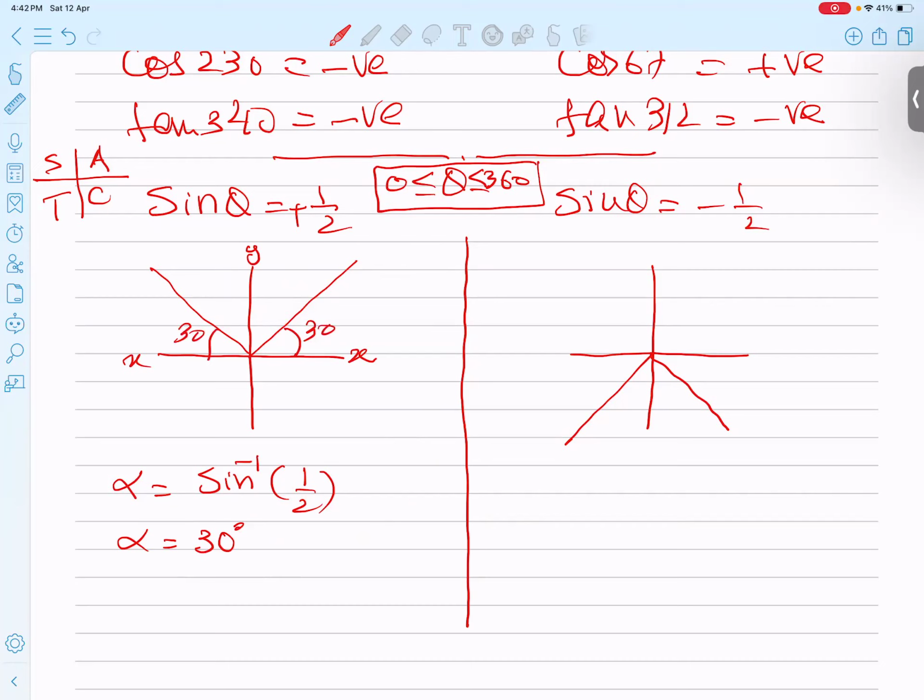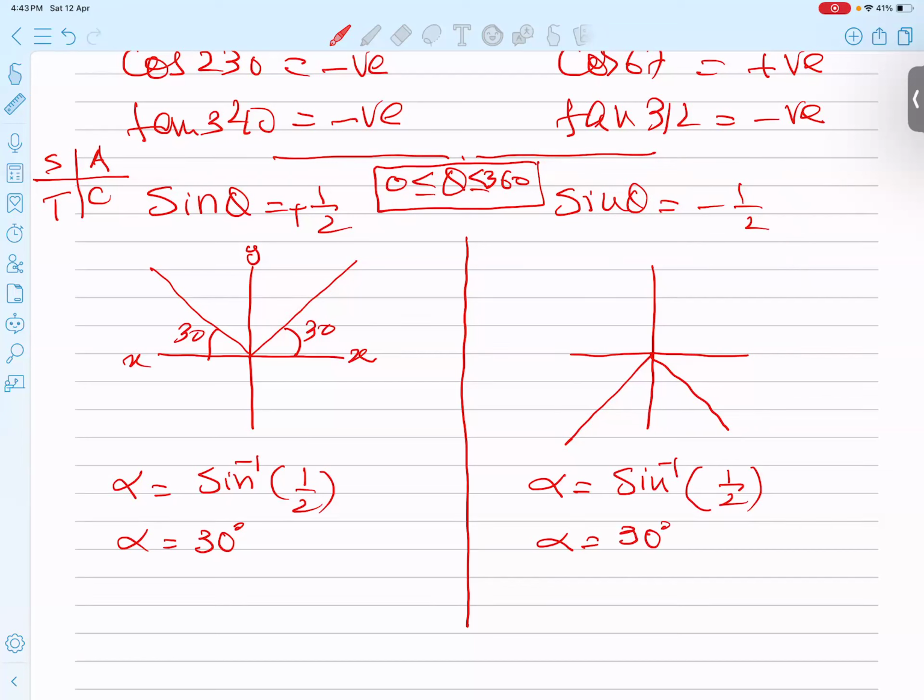Okay, same story I'm going to do here. So let's start. This theta, for a while, take as alpha. Sine will go on the other end. You will take sine inverse, but don't take the negative sign. And you know sine inverse of half, if you check in the calculator, will give you 30 degrees.